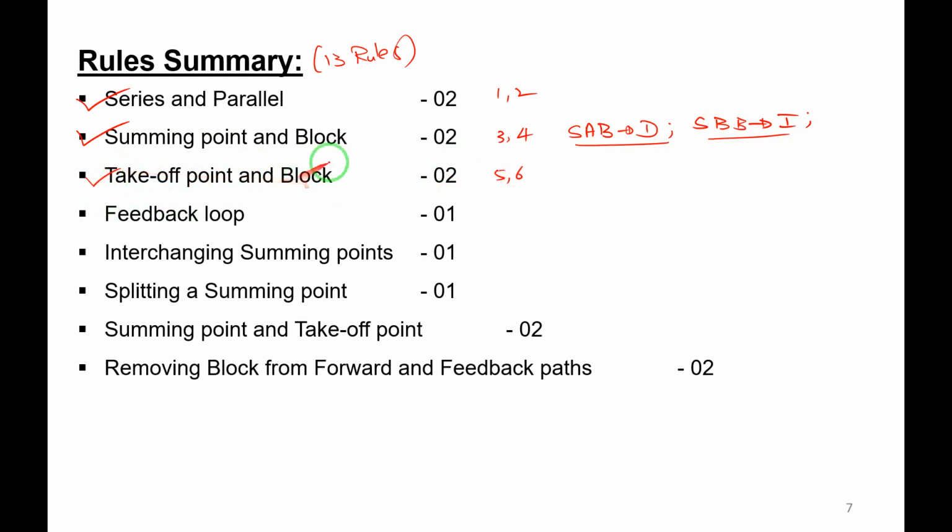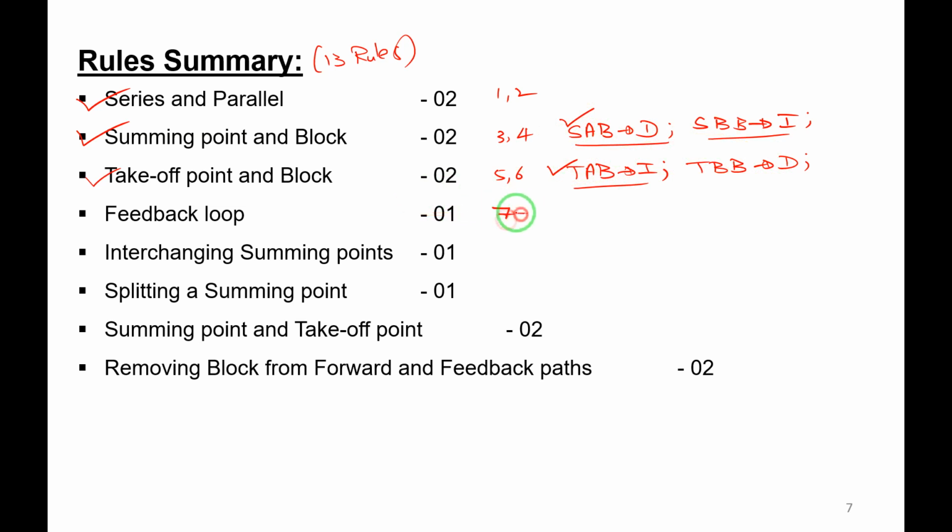Takeoff point and block. Yes, I have a takeoff point and block. If I want to shift the takeoff point after a block, it has to pass through inverse gain block, TAB. You remember like this, TAB. If the takeoff point has to be shifted before a block, TBB, then it has to pass through direct gain block. Exactly opposite, right? You can remember very easily. You remember only one thing. You remember SABD here, you remember TAB here. The other one will be opposite.